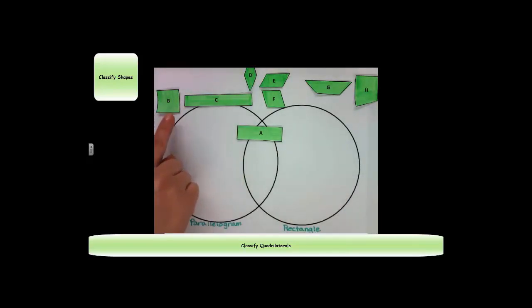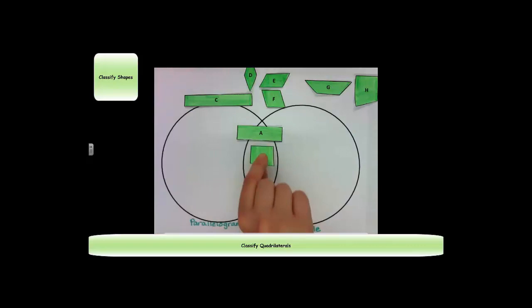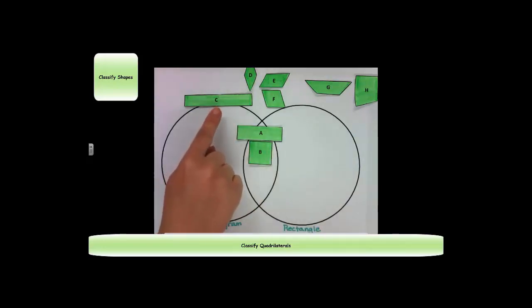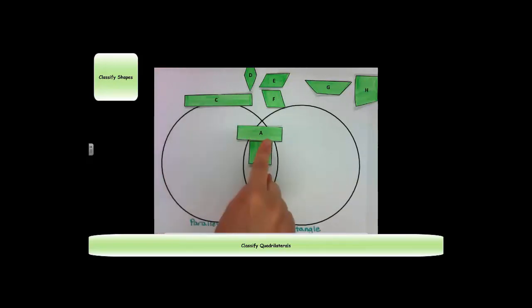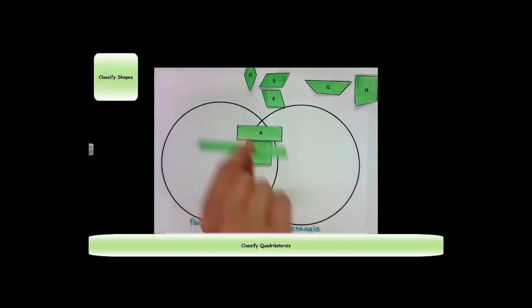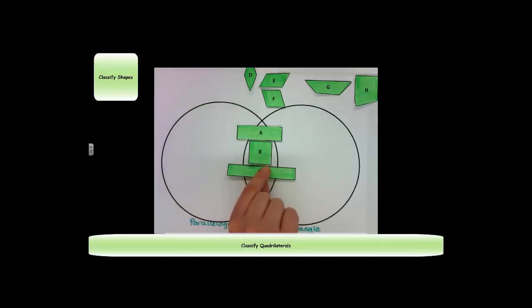Next, let's look at letter B. Letter B is a square. A square is also a special type of rectangle because it has 4 right angles, and it also has 2 opposite sides that are parallel. So it's a parallelogram and a rectangle. So it also goes in the middle of our Venn diagram. Letter C is another rectangle. And since we place letter A in the middle, we know that rectangles and parallelograms share attributes, so letter C goes in the middle.